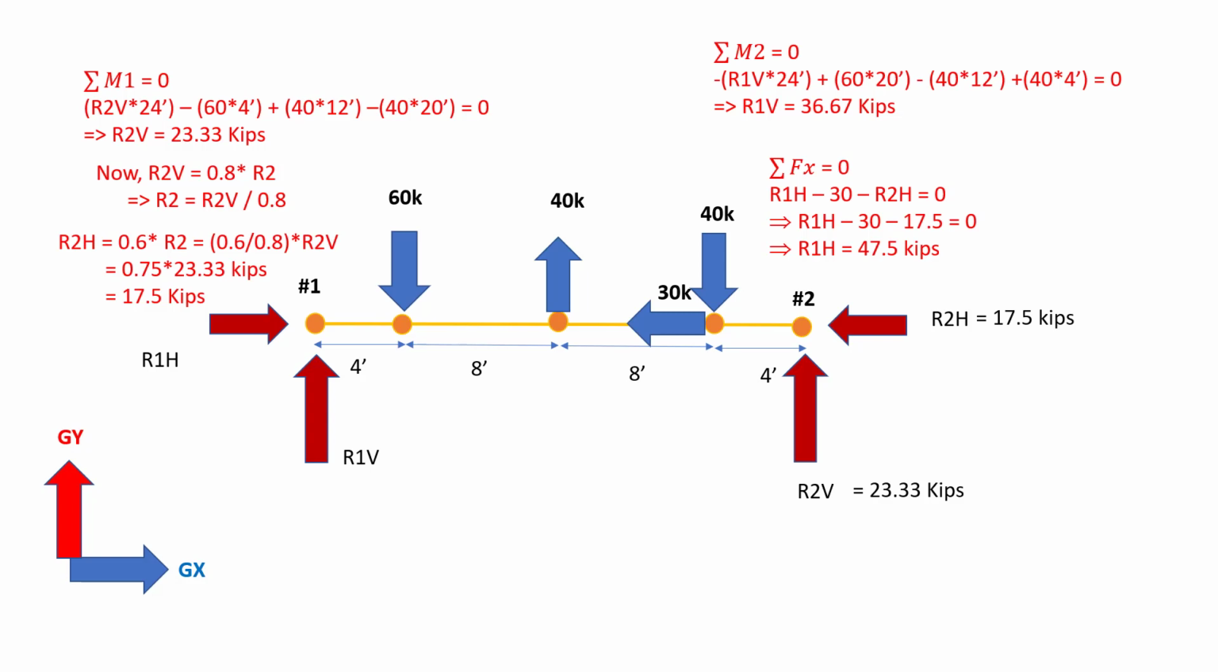Now we use the equation of summation of Fx, the summation of all the forces in the global x direction being 0, which means all the horizontal forces equate to 0. Now, what are the horizontal forces that we have? R1H is assumed to be acting in the positive direction, so R1H is positive. 30 kips is acting in the negative direction, so it is minus 30. And R2H has been found to be 17.5 kips, acting in the negative direction of the global x-axis, and thus we have minus 17.5. We equate them to 0, from which we solve the value of R1H as 47.5 kips. Thus, we have R1V as 36.67 kips and R1H as 47.5 kips.